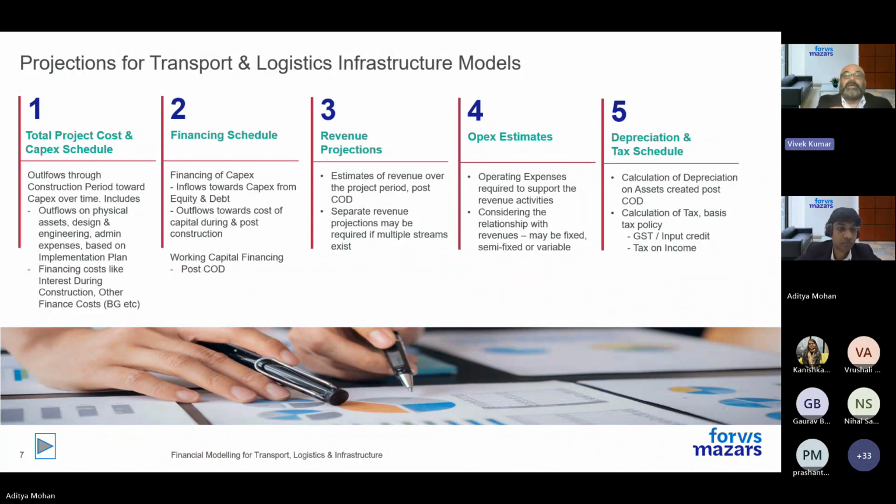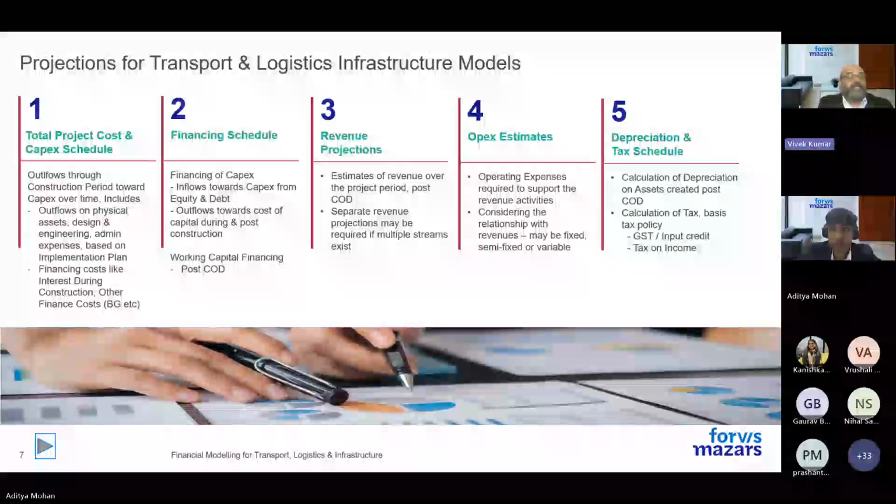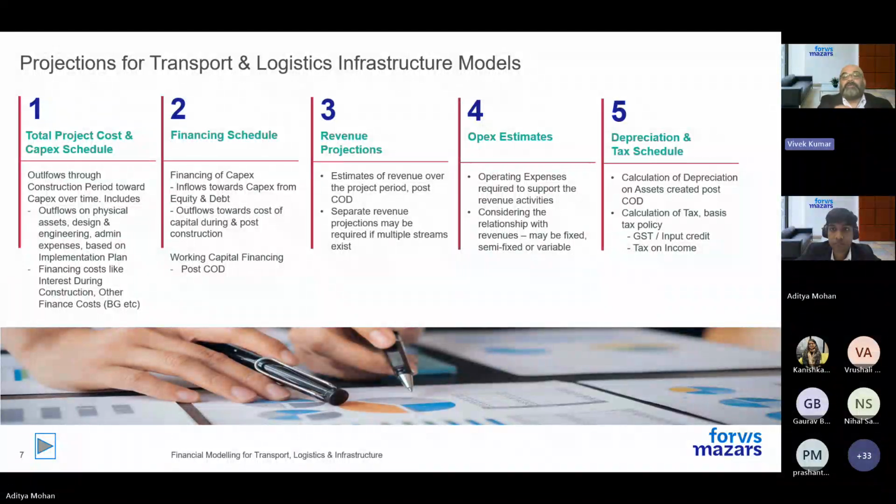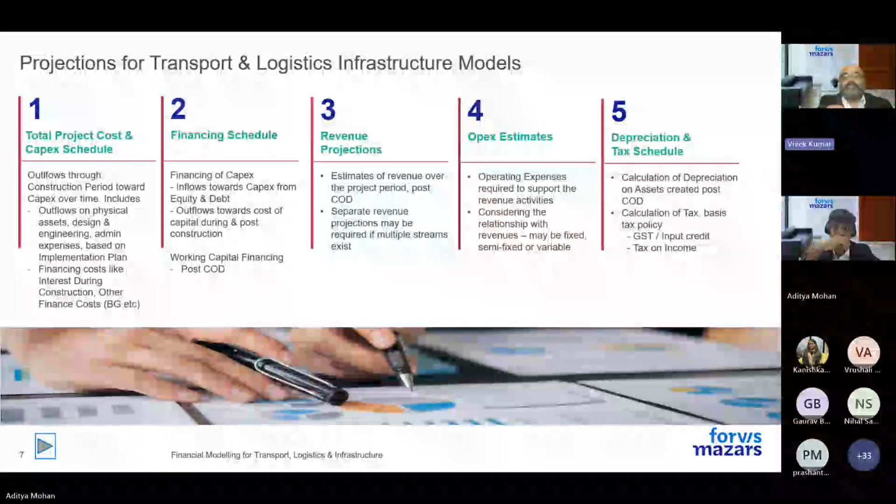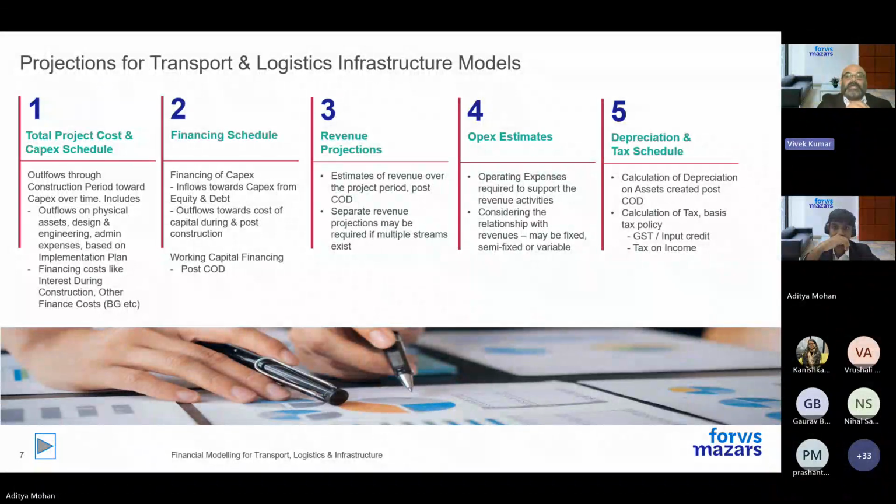Now, in any infrastructure model, whether it's a transport logistics infrastructure or a power infrastructure or any other infrastructure, typically you will have a construction period, and post that you'll have an operation period, right? And the date which defines the transition from construction to operation is typically called a COD, commercial operation date, right? So in the capex schedule, you'll have outflows through the construction period towards what?